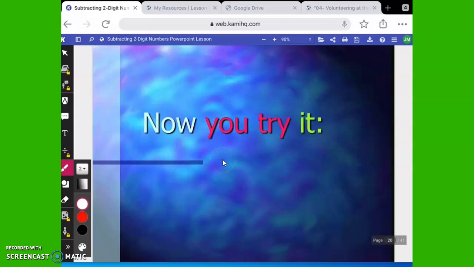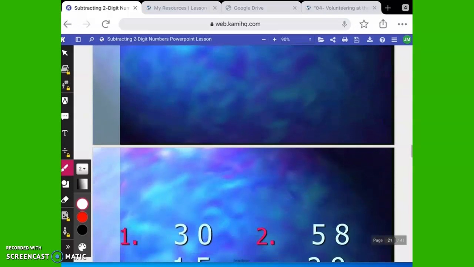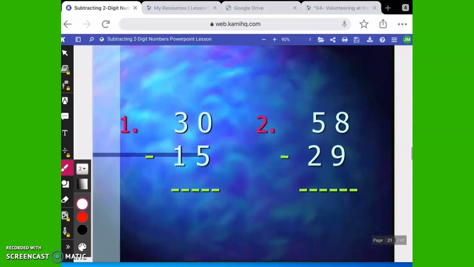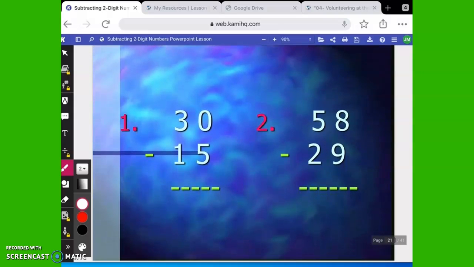Okay, so now I'd like for you to try 2 problems. Go ahead and get out your math notebook and write these 2 problems down in your notebook. The first problem is 30 minus 15. And the second problem is 58 minus 29.